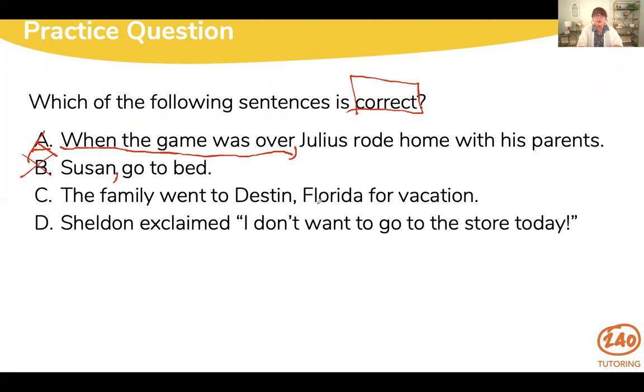C, the family went to Destin, Florida for vacation. This is correct. We're setting apart the city and the state with a comma. That is correct. Let's go ahead and check D just to be on the safe side. Sheldon exclaimed, I don't want to go to the store today. You see that direct quotation. We need to set it apart from the rest of the text with a comma. All right, so I hope that practice question helped you just a little bit. It's all about reading carefully.